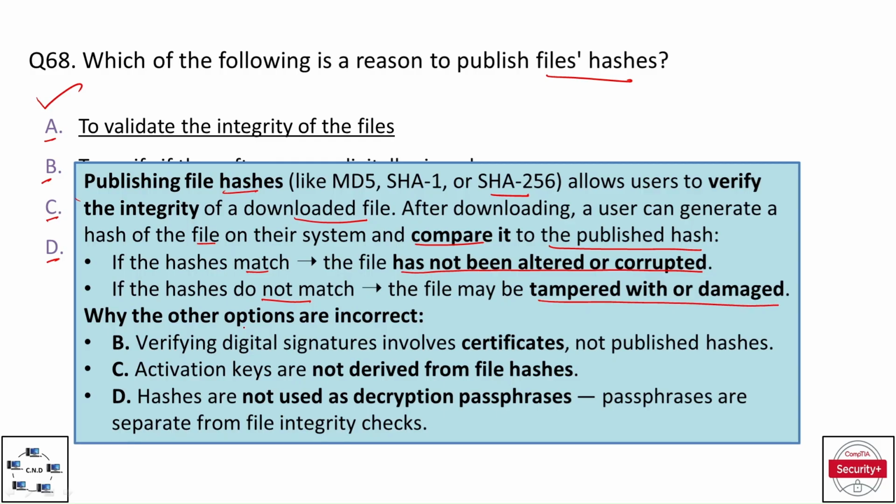Why the other options are incorrect? Option B, verifying a digital signature involves certificates, not published hashes. Option C, activation keys are not derived from file hashes. And option D, hashes are not used as decryption passphrases. Passphrases are separate from file integrity checks.